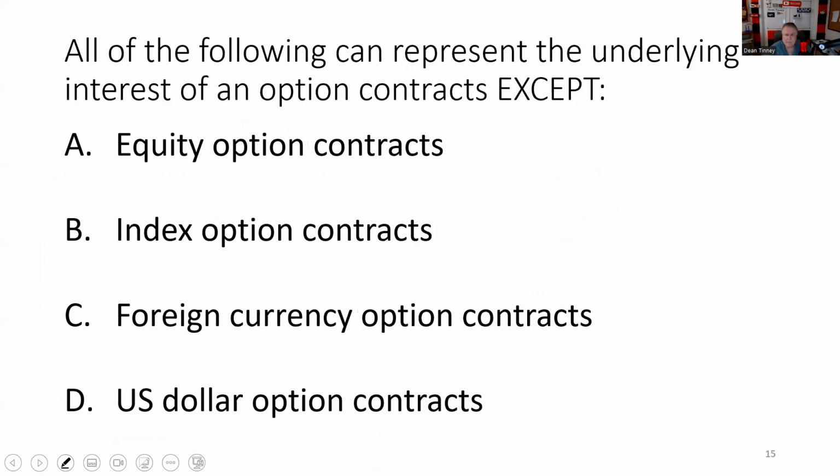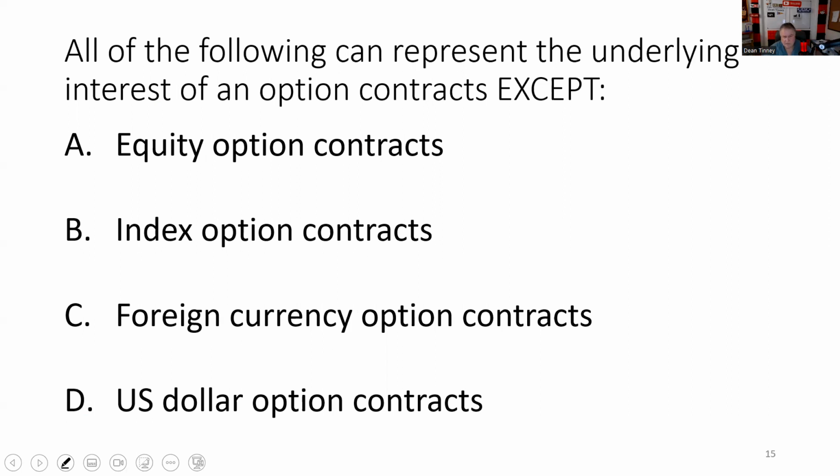All of the following can represent the underlying interest of an option contract except. So what I want you to be aware of on the SIE is that there are option contracts on equity securities. So you can use option contracts to speculate on stocks, equities, or hedge stock positions.